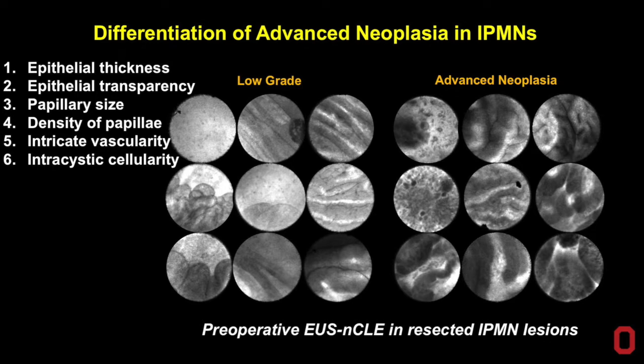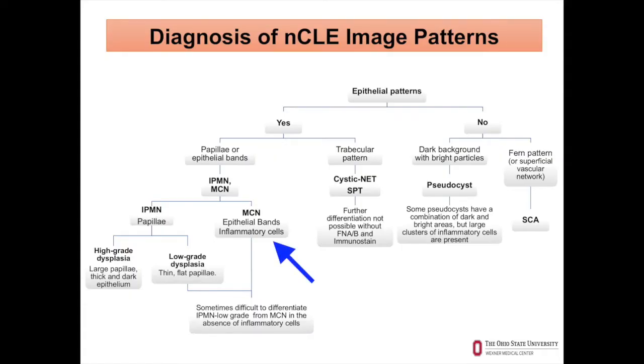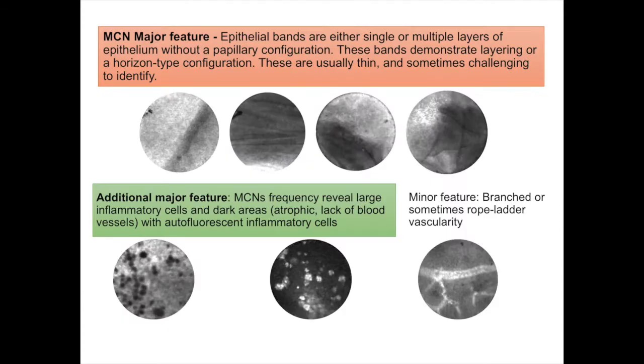Here is a slide showing multiple IPMNs with low-grade dysplasia on the left and high-grade dysplasia on the right. The idea here is to make you more familiar with the various image patterns that we see during endomicroscopy of IPMNs. The next pancreatic cyst we will review are mucinous cystic neoplasms, or MCNs.